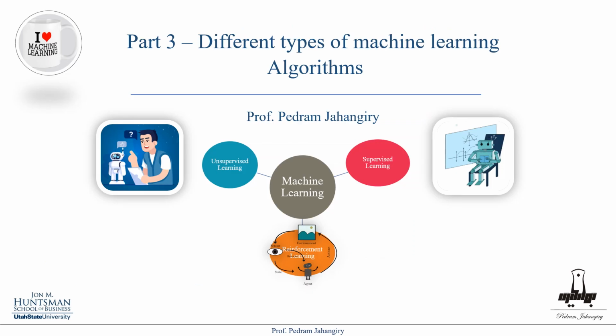All right. In parts 1 and 2, we covered the difference between machine learning and statistical learning. We also reviewed the definition of machine learning itself. Now in part 3, I'll cover different types of machine learning algorithms, namely supervised, unsupervised, and reinforcement learning. So let's dive into it.